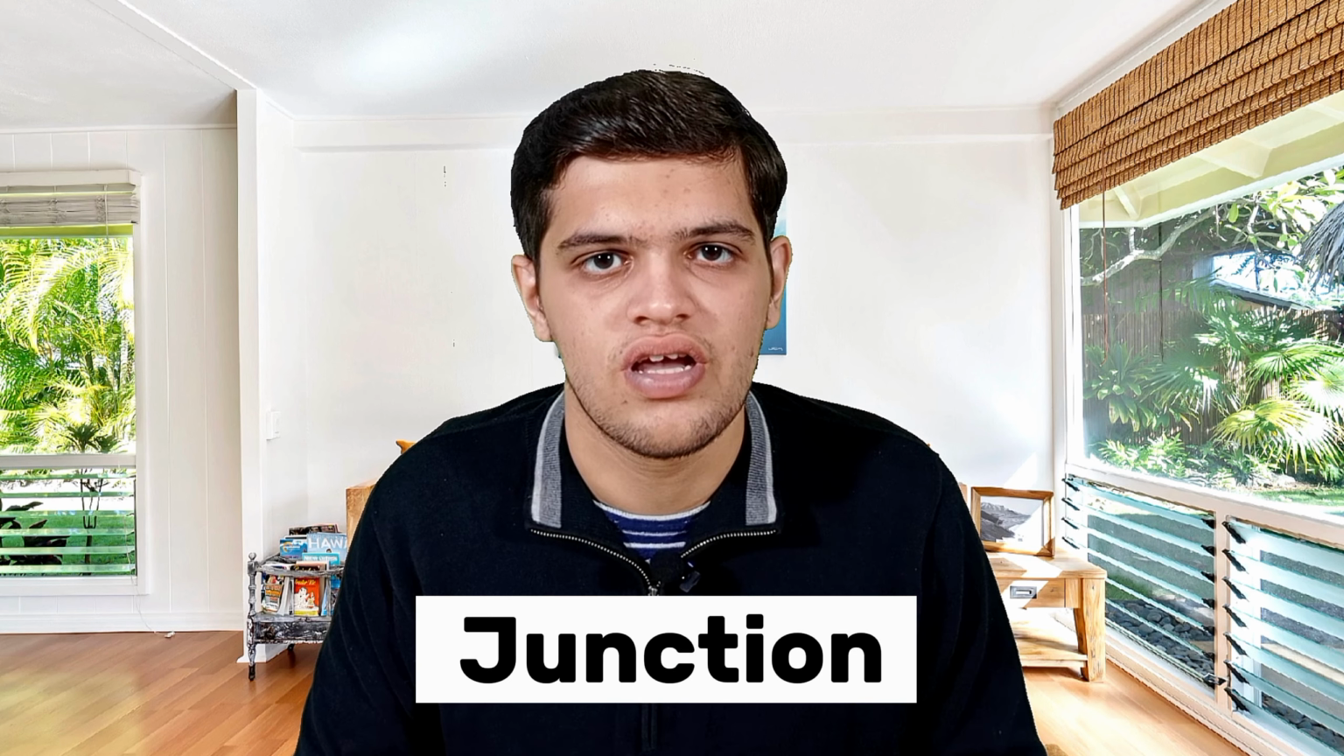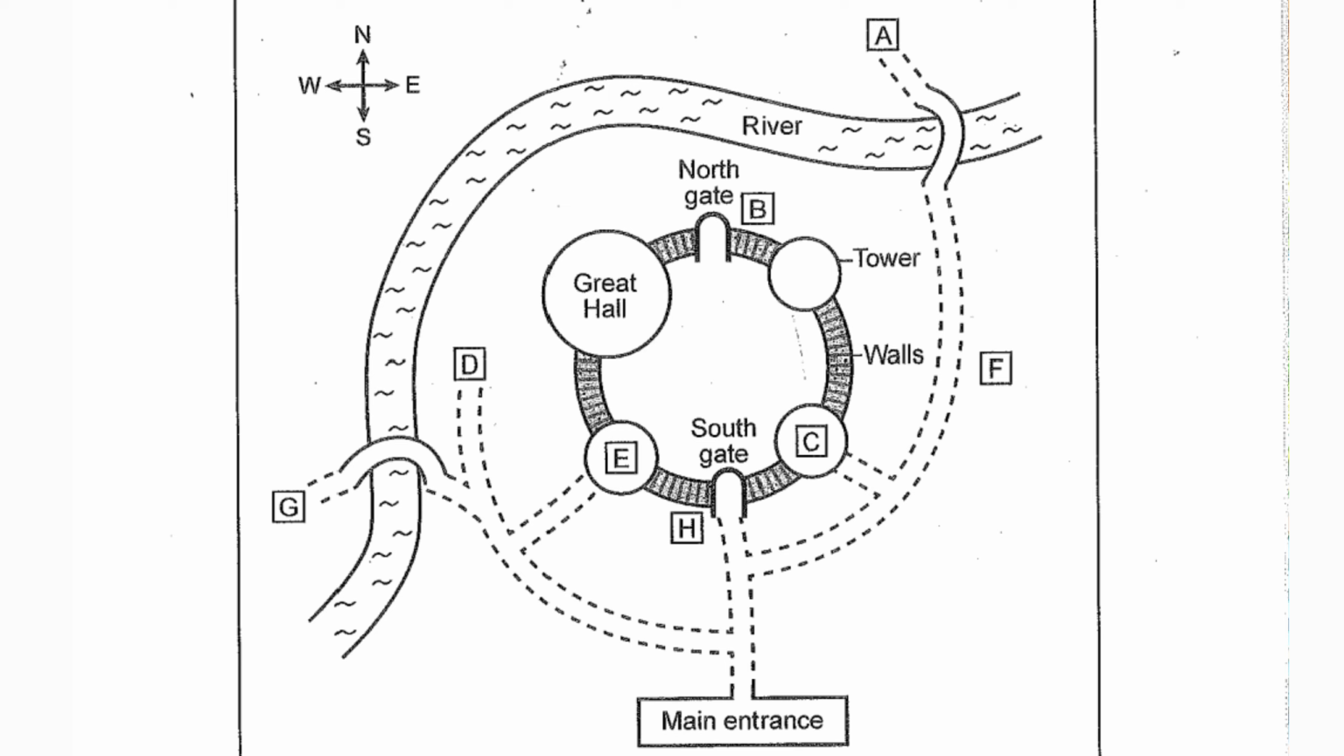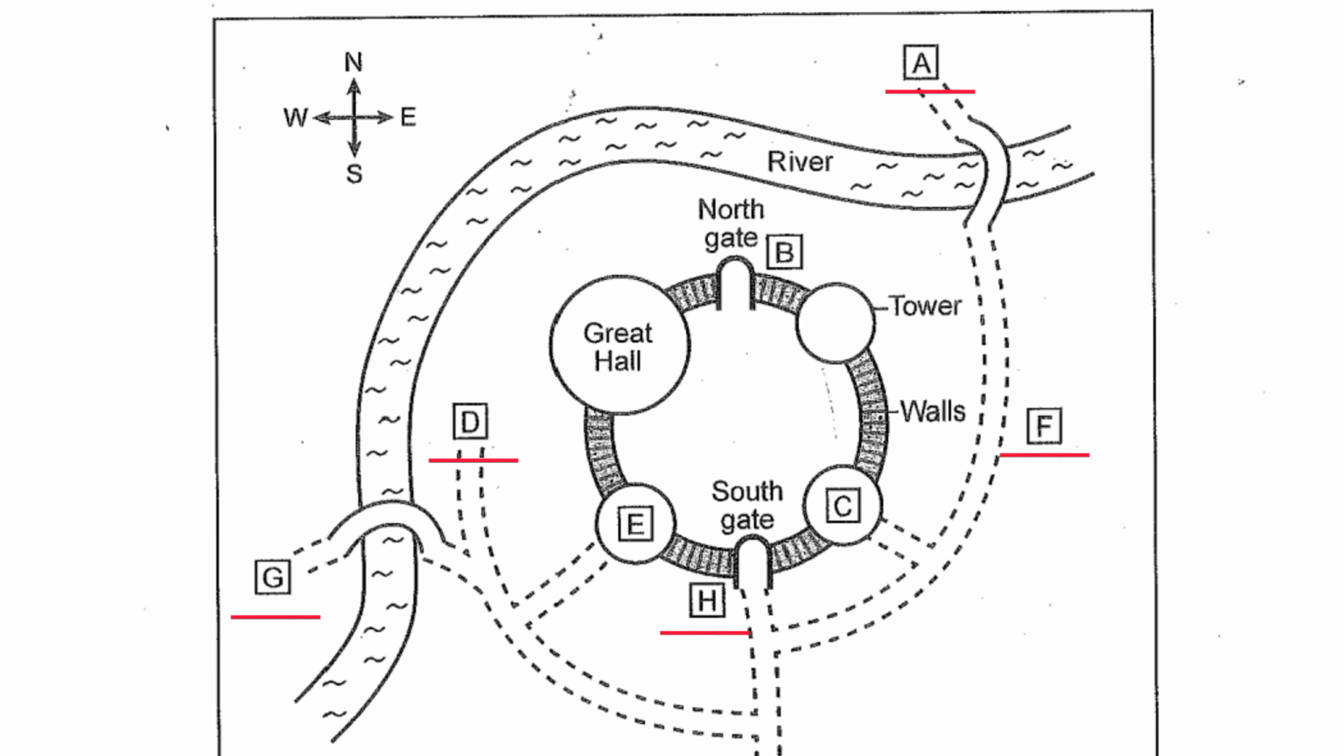Just like these words, there is a word called junction. Now this is a point where two roads connect, such as here the path to the main entrance and the left as well as the right path are junctions. These are the point where two roads meet. You should write the letters in the answer, not the whole wording, otherwise it will be considered incorrect.